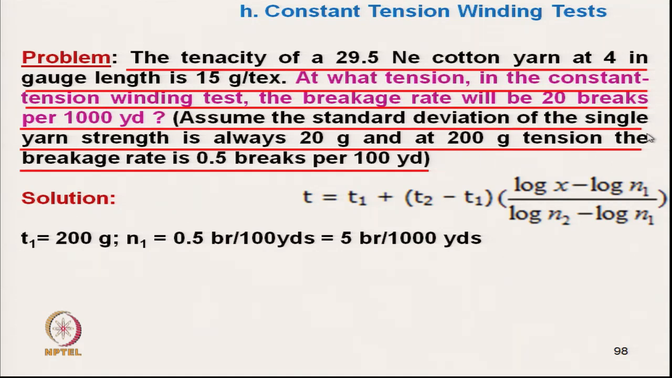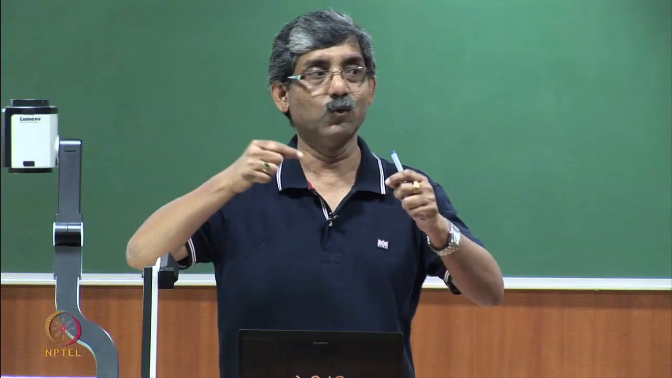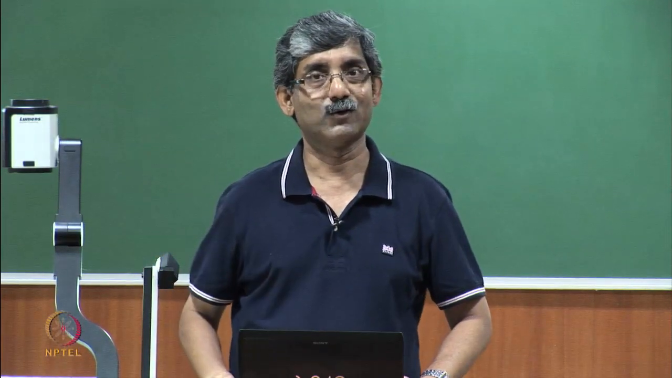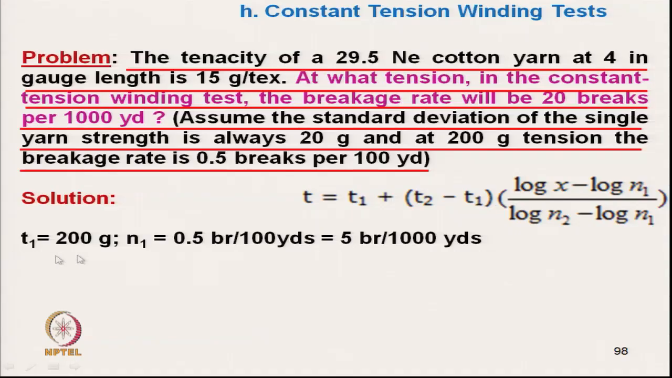Okay. Last condition, this T 1 we are trying to get. So, 200 gram and it is 0.5 breaks per 100 yard, means 5 breaks per 1000 yard. So, this will become N 1. So, this parameter is known. So, for any calculation, as we know, we have to know the two data points. So, T 1 is straightway given.